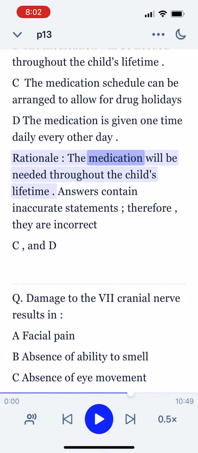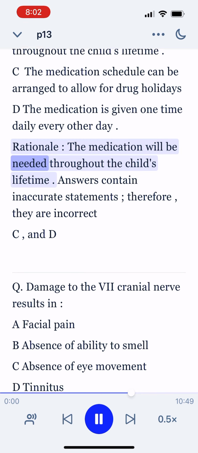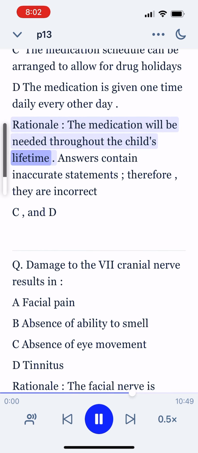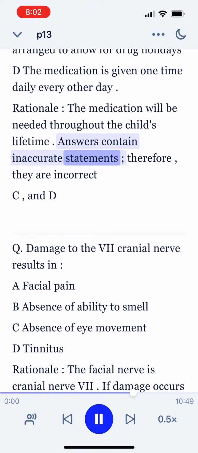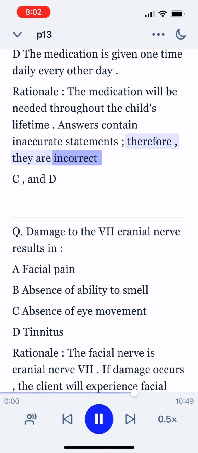Rationale: The medication will be needed throughout the child's lifetime. Answers C and D contain inaccurate statements, therefore, they are incorrect.